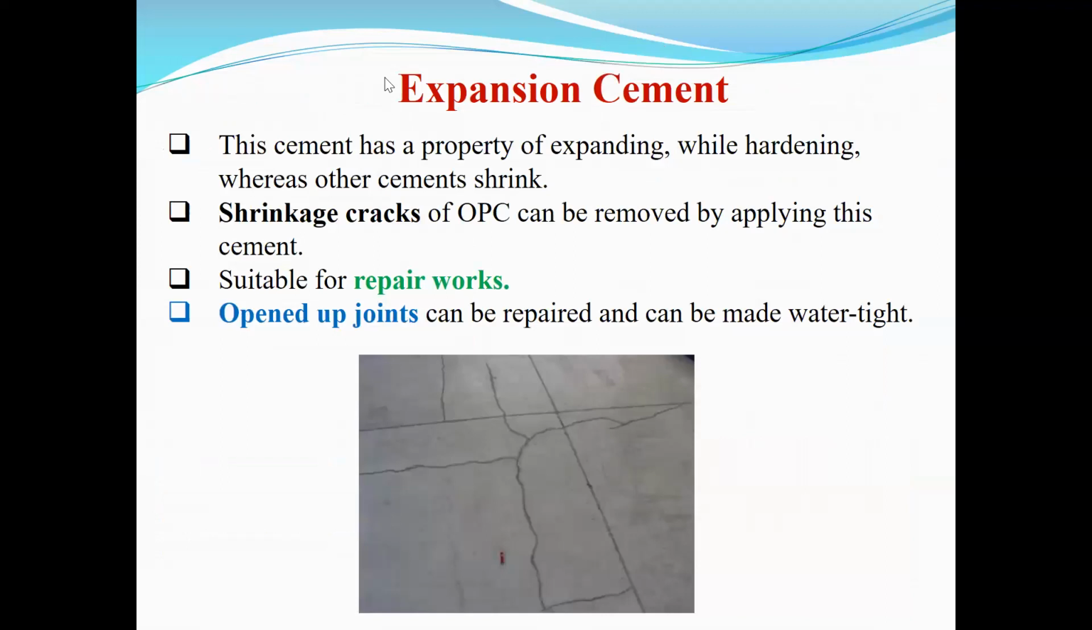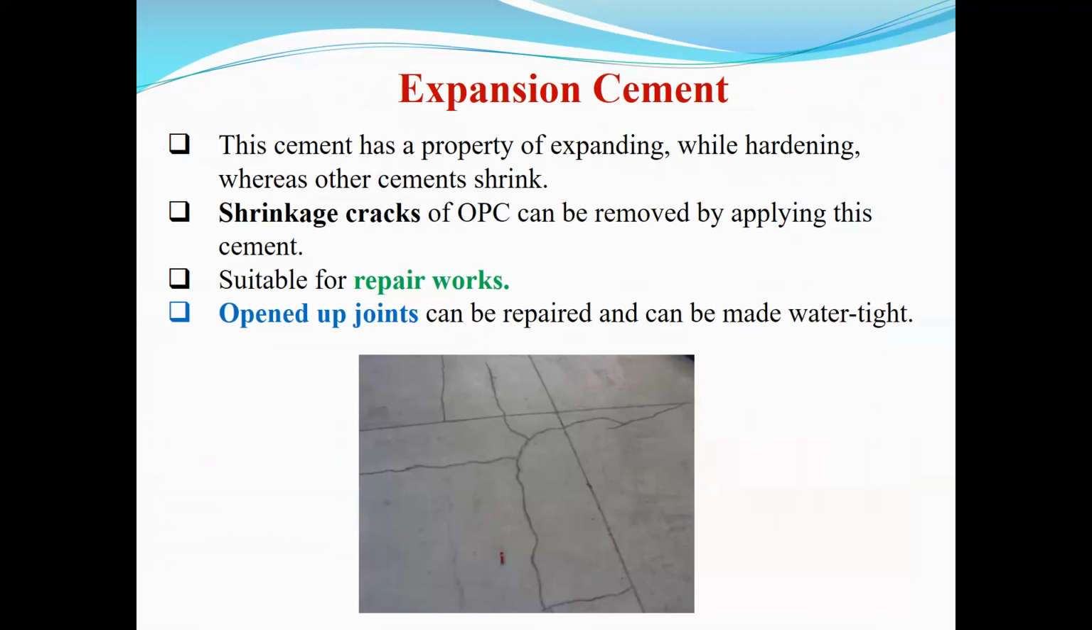The next one is expansion cement. This cement has the property of expanding while hardening, while other cements shrink. Other cement never expands, but this cement expands. So this property is being used, because this property is useful for some applications. So shrinkage cracks of OPC can be removed by applying this cement.